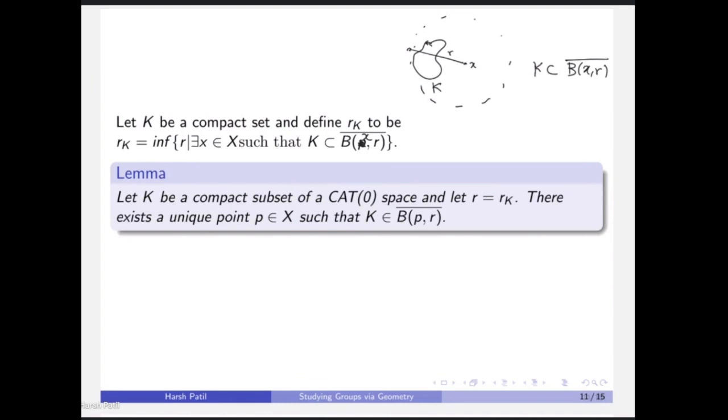We will call it the circumradius of this compact set. So let K be a compact set of a CAT(0) space, and let r be equal to R_K, the circumradius of this set. Then there exists a unique point p such that K is contained in the closure of the ball of radius r around p. Before going into the proof of this lemma, let's see how this lemma helps us to prove the theorem.